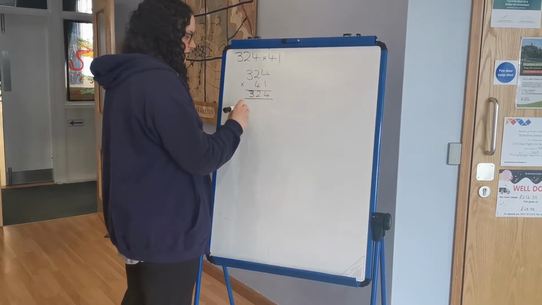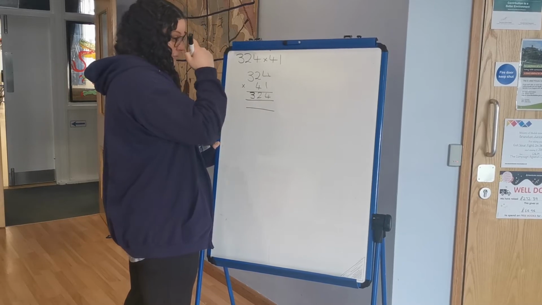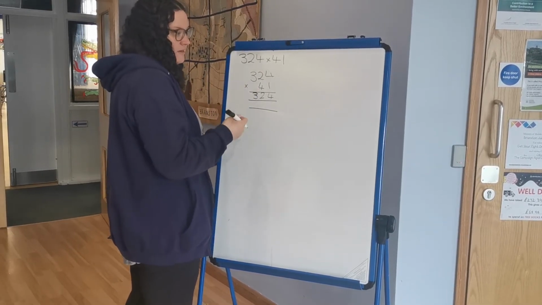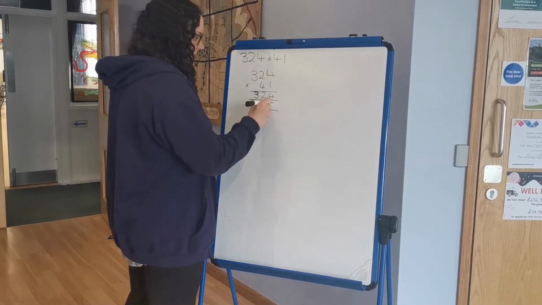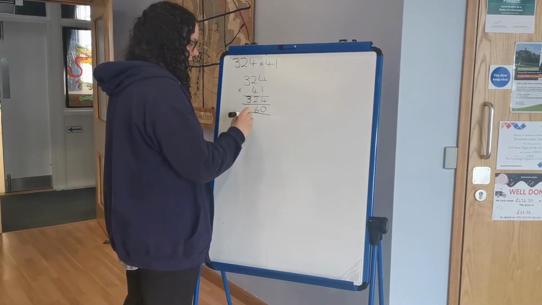Then I create a new answer box and I start multiplying by the tens column. Because I'm multiplying by the tens column, this number's not 4, it's 40. I need to make sure that I make my answer 10 times bigger. And I do that by using a 0 placeholder. Then I do 4 times 4.